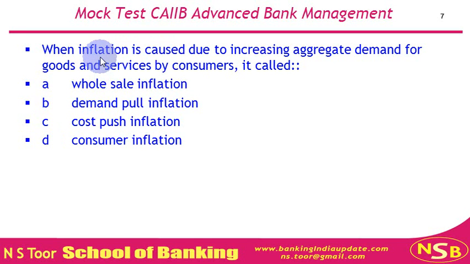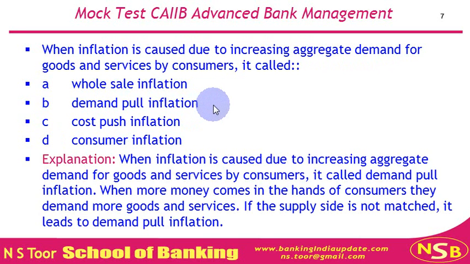Whenever the prices increase because of increase in cost of inputs, it is called cost push inflation. When there is a price increase because of aggregate demand increase for goods and services by consumers, that is called demand pull inflation. Hence our answer is B. Here, more money comes in the hands of the consumers and they demand more goods and services. If the supply side is not matched, then it will lead to demand pull inflation.